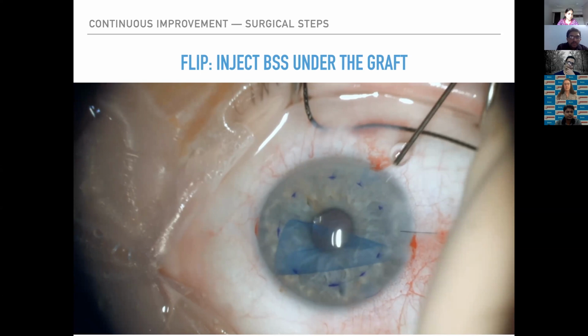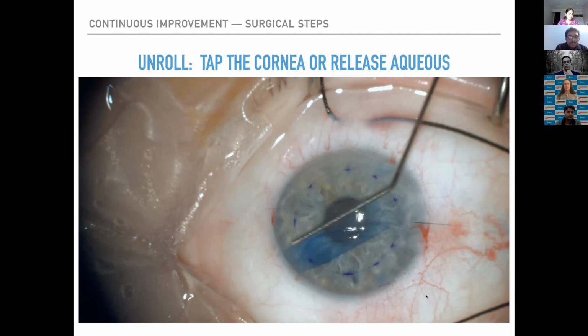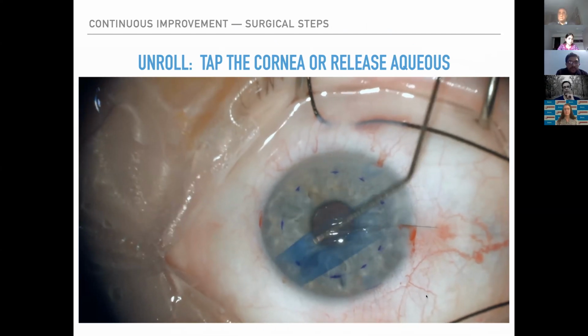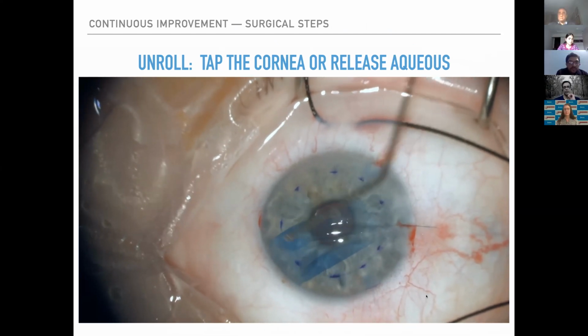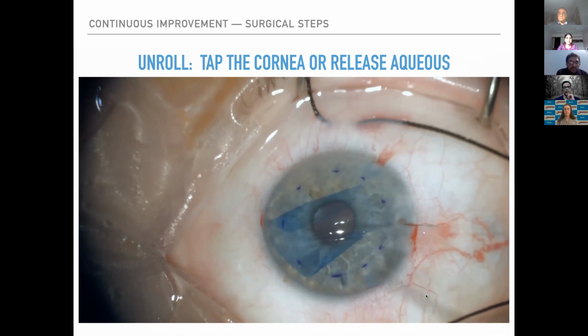So that's a very critical step to learn, especially if you have an S stamp and you see that the S is upside down. In terms of unrolling it, there are 2 ways to do it. You can collapse the AC and tap it, which is the most common thing, and is being shown here. You can see I don't use an S stamp, and I'll get to that in a second. But that's the most common way, to collapse the AC and then tap the graft to open it.